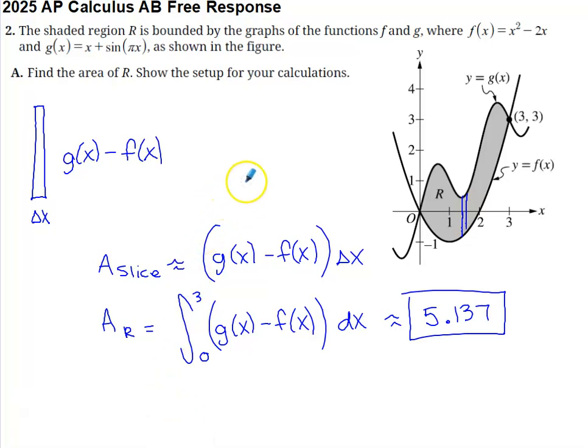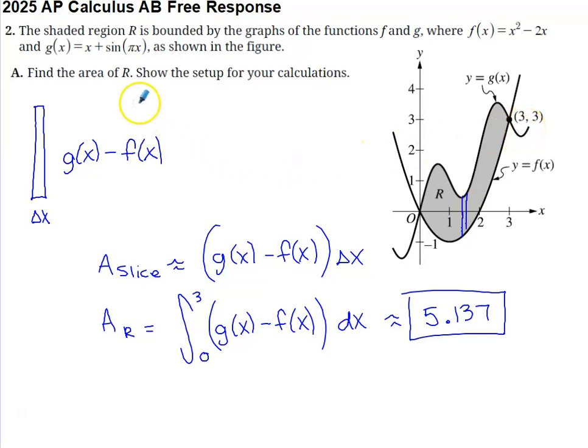It's problem number 2 from the 2025 AP Calc AB exams. Calculator question here that presents us with a graph. So the graph has a function f of x defined as a parabola and a function g of x defined as a portion of a sine wave.